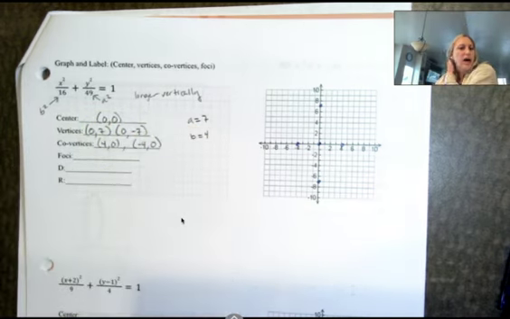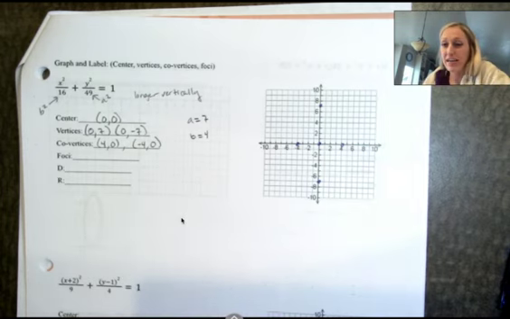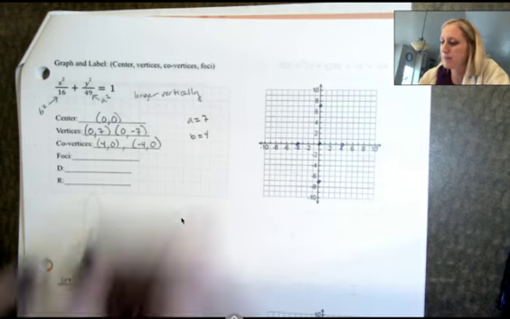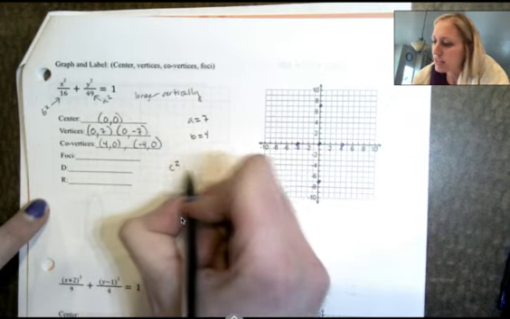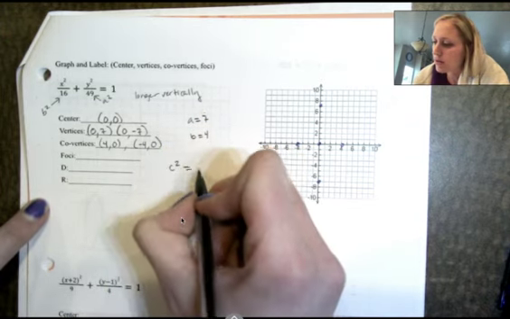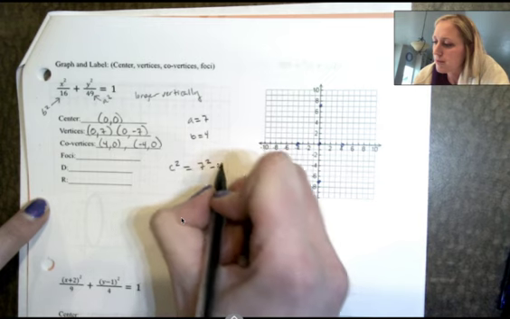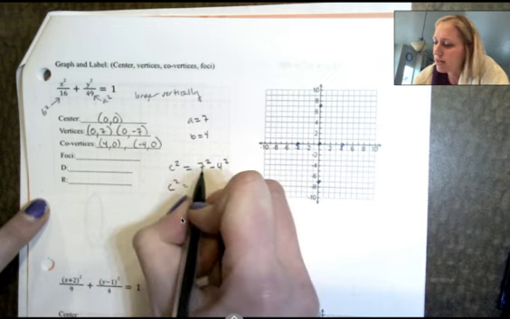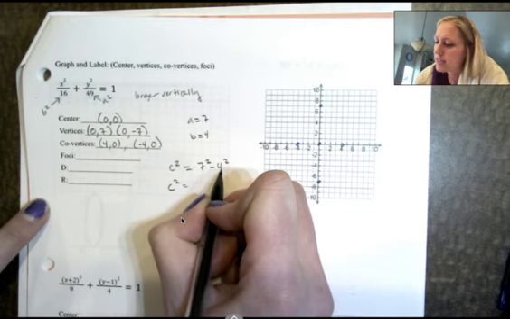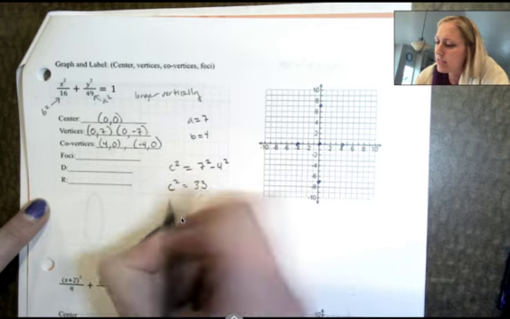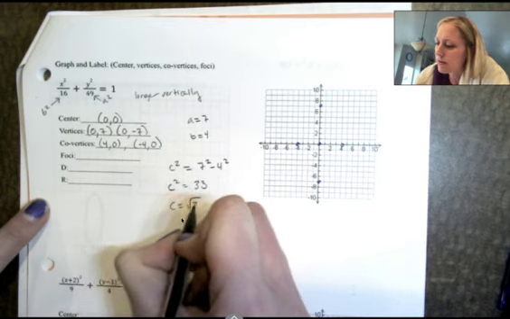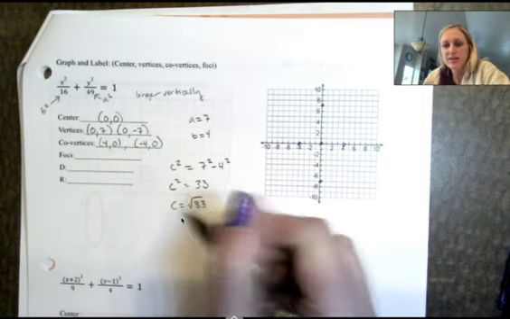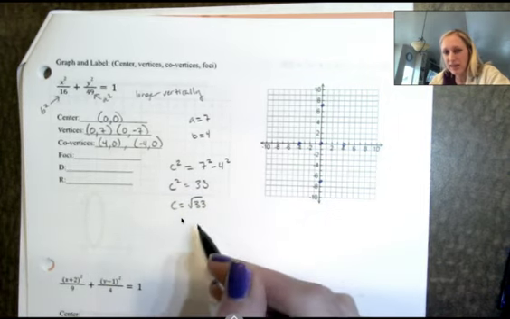So my co-vertices are at 4, 0 and negative 4, 0. Okay, so foci I need to get by finding C. So remember, C is the distance from the center to the foci. So we're going to use that formula. C squared equals A squared minus B squared. So 7 squared minus 4 squared. So C squared equals 49 minus 16, which is 33. C is equal to the square root of 33. Okay, that's not a nice perfect square. We're actually going to leave it like that, you guys.